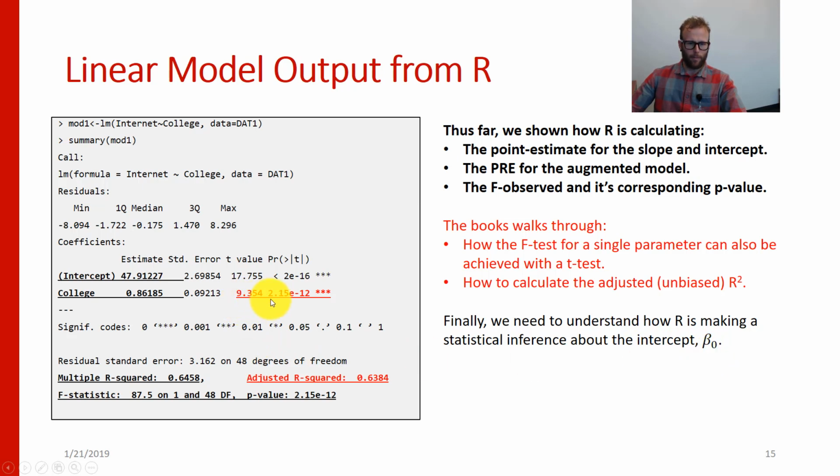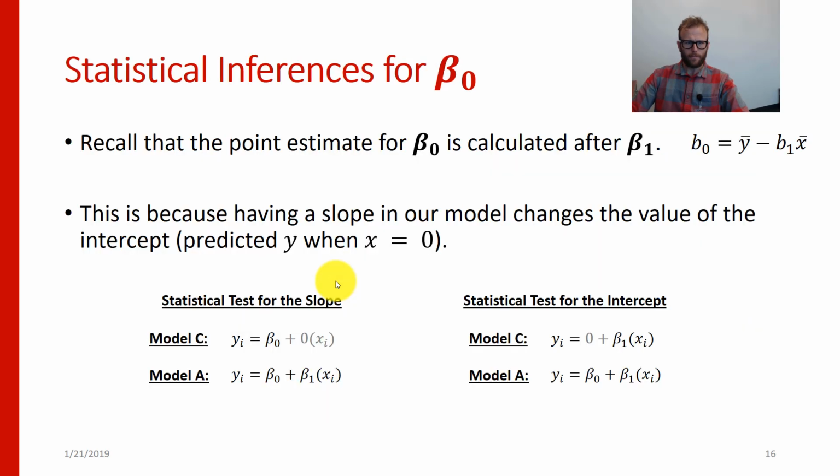So we can see that we're getting a p-value here for the slope of college, the effective college graduation rates. That corresponds actually to the p-value for the model, which makes sense because we're comparing a model A, where the slope is not equal to 0, to a model C, in which the slope is being set to 0. But it's not going to be intuitive. What is R actually doing when it calculates this p-value for the intercept? And can we show what R is actually doing under the hood in order to generate that statistical inference?